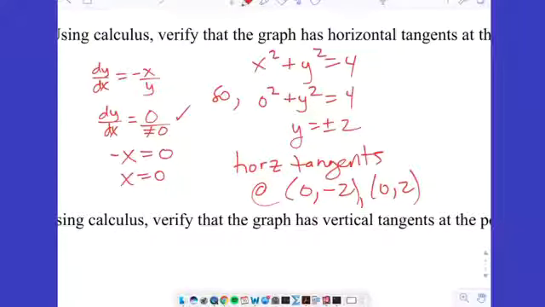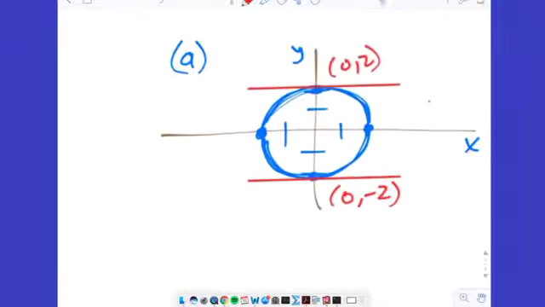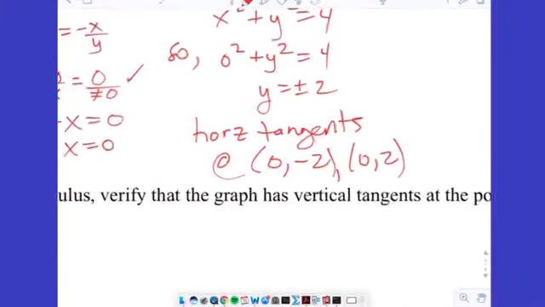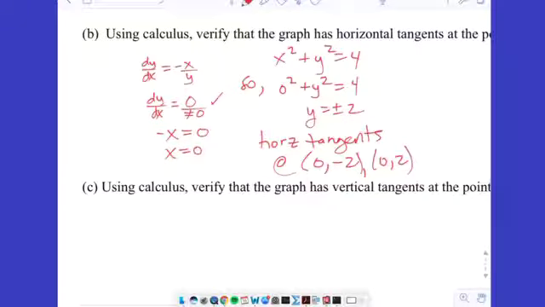Is that consistent with what we knew to be true? Yeah. Exactly what we knew they were going to be. So the calculus worked. Way to go, calculus. Pretty impressive that you knew that without knowing what the graph looked like.